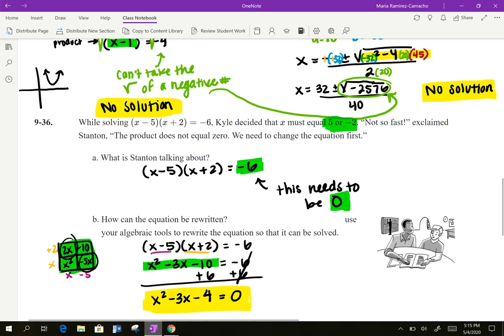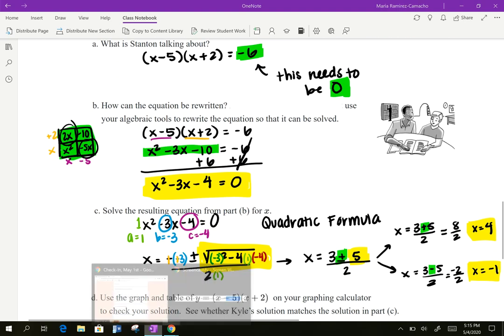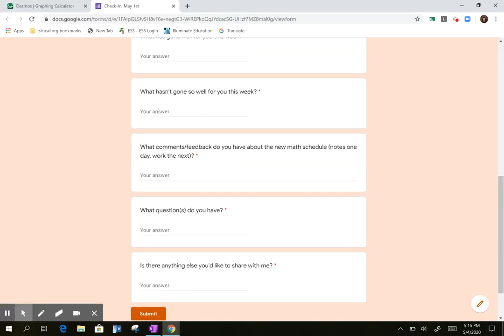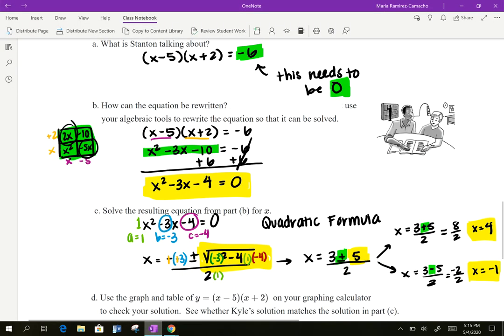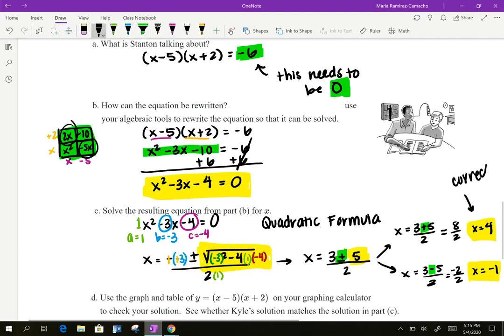Let's see if 5 and negative 2 are actually solutions. I did graph this quadratic. If you graph y equals (x minus 5) times (x plus 2), your solutions are negative 2 and 5, but that's not what we had, okay? Our solutions were 4 and negative 1, the correct solutions, okay? Correct solutions.